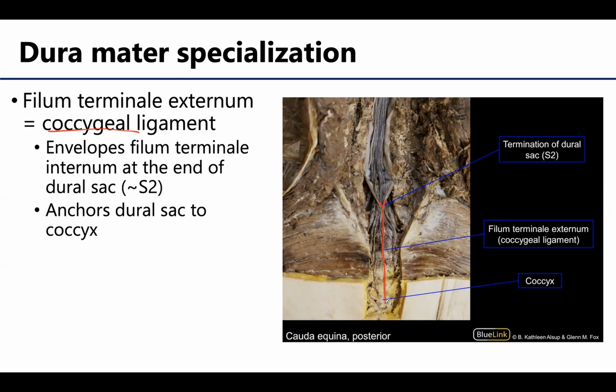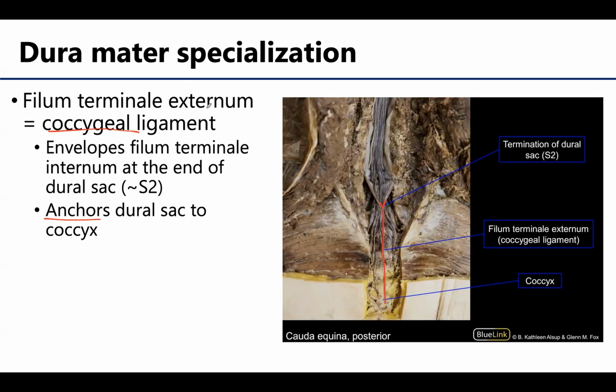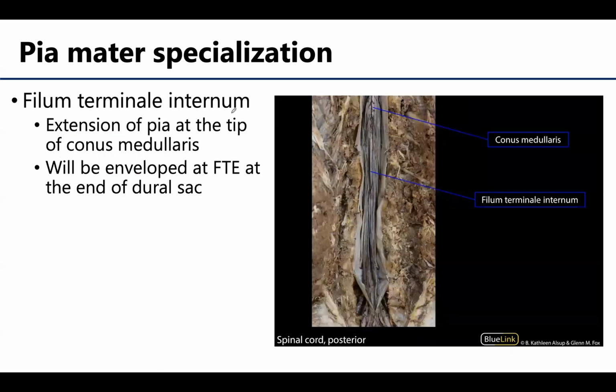And this filum terminale externum is going to play an anchoring role for the spinal cord and meninges. So anchoring is very important. You'll see it in other specializations as well. And here's that filum terminale internum. So this was the externum. Externum is dura mater. The internum is going to be a specialization of the pia mater.